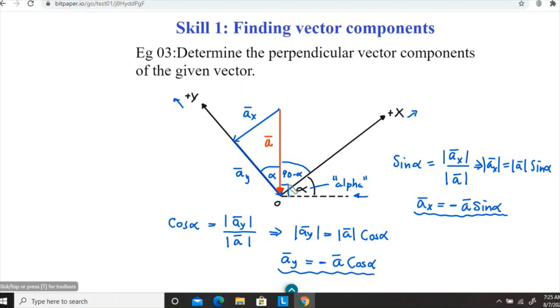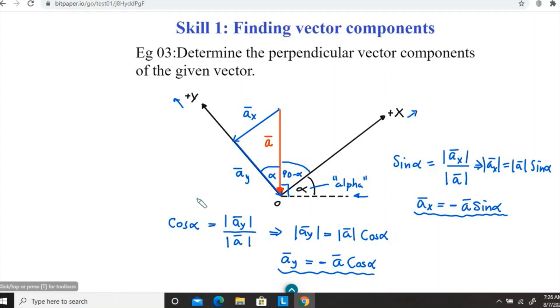Always go with that particular step. Identify the x and y directions, which directions are positive. Identify the angle between the vector and whether it's relative to the y-axis or the x-axis, and then construct the right angle triangle where you keep the magnitude of the vector as the hypotenuse, and then the perpendicular sides will give you the perpendicular vector components.